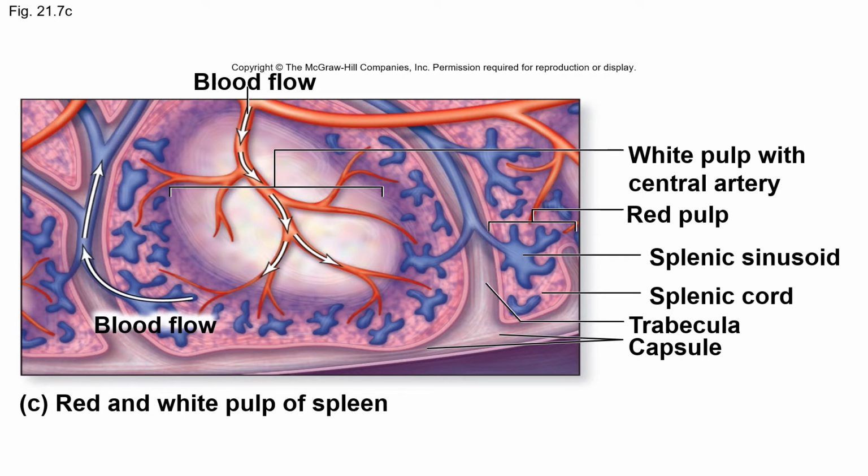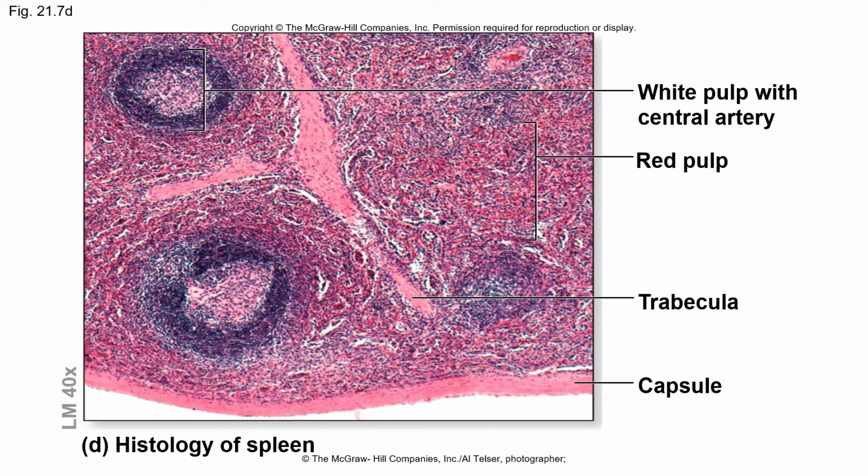This is more what it would look like in a microscope. You would see an area of white pulp surrounded by an area of red pulp. And as you might expect, white pulp doesn't actually look white because the white blood cells stain purple wherever they have a nucleus. So the white pulp is actually kind of a purple color, while the red pulp is actually, in fact, a pinkish red.